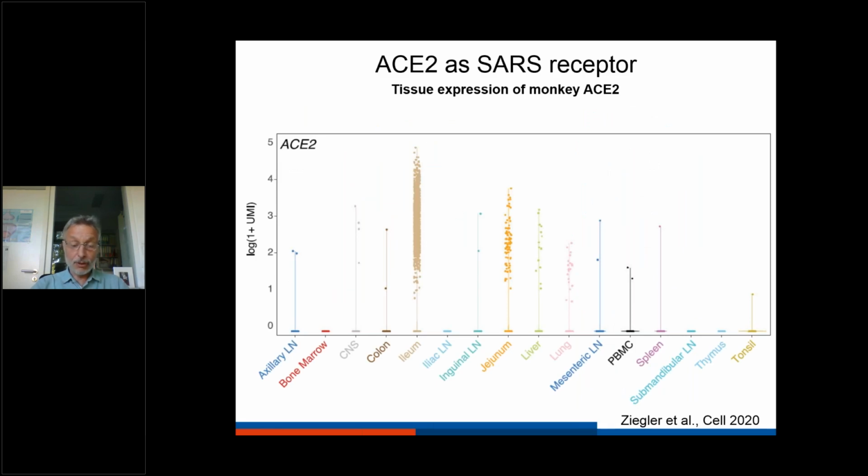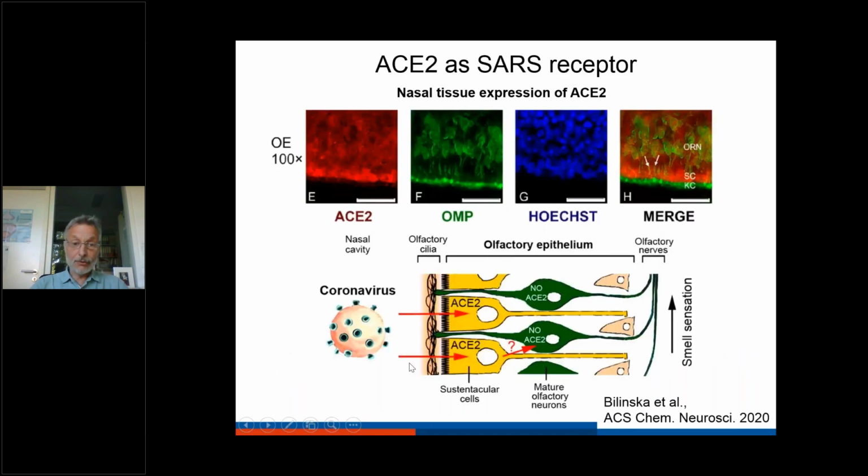Here's a more general overview, in this case of monkey, but closest to human at least, where a lot of different tissues have been checked. And again, as partially shown already in rodents, the gut is the most expressing site also in the monkey. Here, duodenum, ileum. Lung is not very much. Very few cells express it, but it's enough to get this strong phenotype of the disease. So another interesting cell type, which was studied in this paper here, is the susceptible cells in the nose.